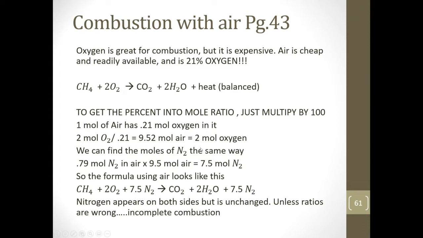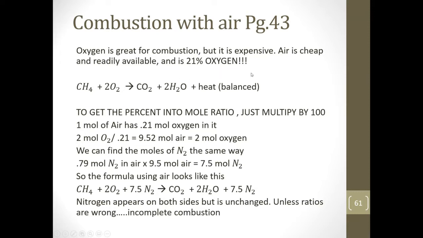We can then find the moles of nitrogen the same way. In air, we have 0.79 moles of nitrogen. So in 9.5 moles of air, we would have 7.5 moles of nitrogen. So the formula using air looks like this. Right? Incomplete combustion. Nice. Don't worry too much about that.